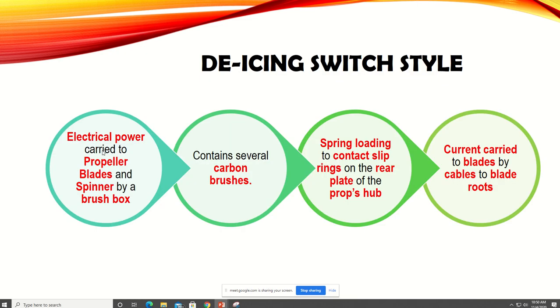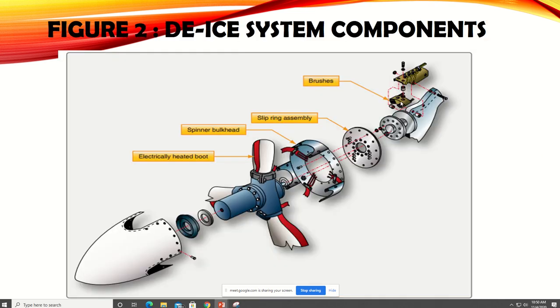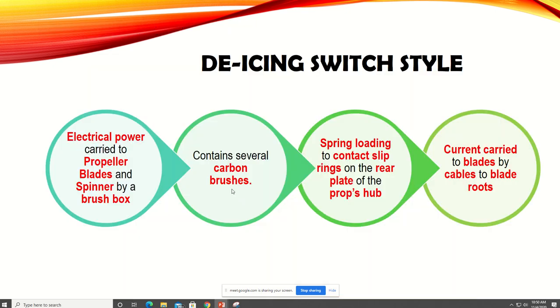So the switch, electrical power is carried to the propeller blade and spinner by a brush block. So just now, the brushes here. So we go through the spinner and go to the other side. It contains several carbon brushes, sometimes 2 carbon brushes, sometimes 3, depends on the aircraft. Spring loaded to contact the slip rings, they will be spring loaded on the rear plate of the prop hub. Current is carried to the blades by cable, normal wiring, to the blade roots.